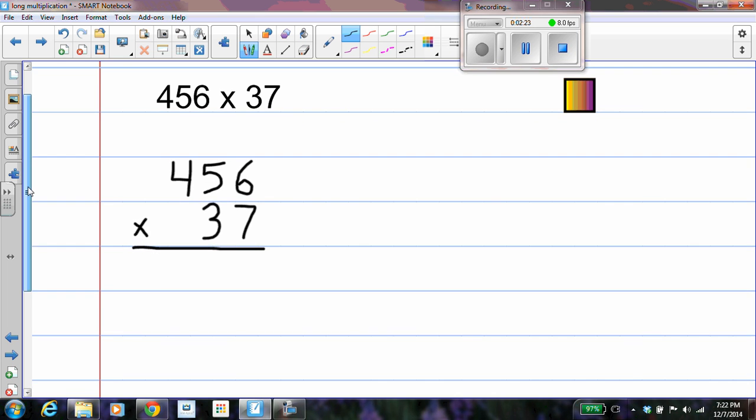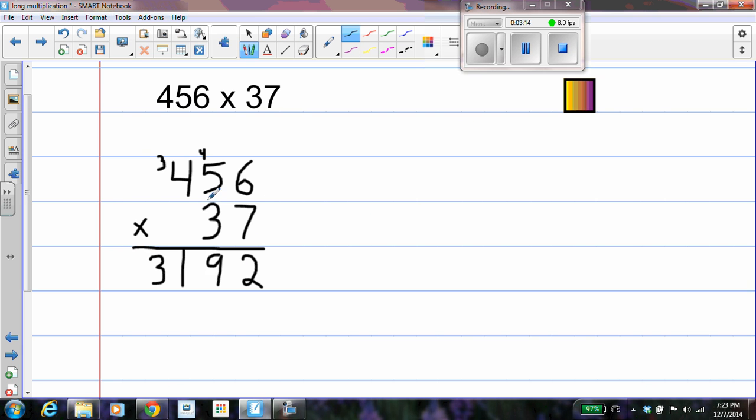Now, first we multiply the second factor's ones place. So we're going to take this 7, and we're going to multiply it by all the first number. So we do 7 ones times 6, which is 42. We regroup the 4, put it over here, and now we do 7 ones times 5 tens. That's going to be 35 tens plus the 4, that's 39. So I put the 9 here, and I regroup the 3 into the hundreds. So 7 ones times 4 hundreds is 28 hundreds plus the 3. That's going to give me 31 hundreds.